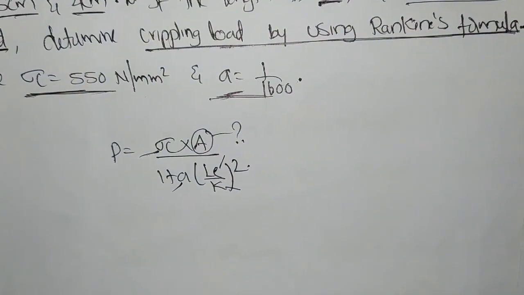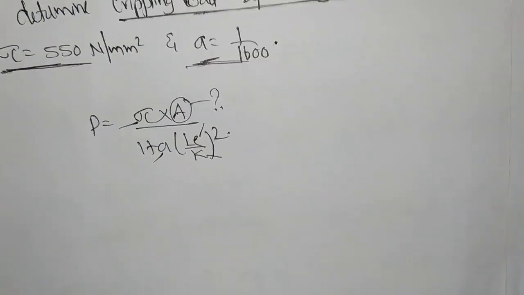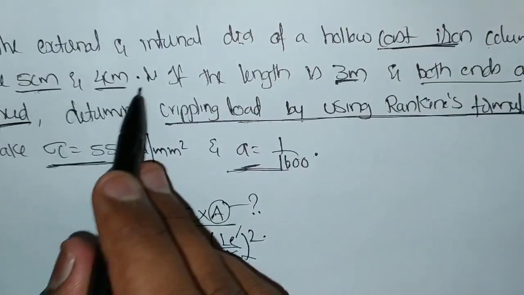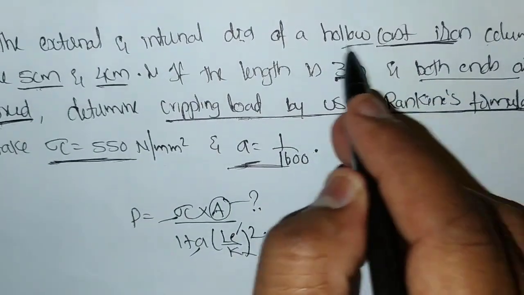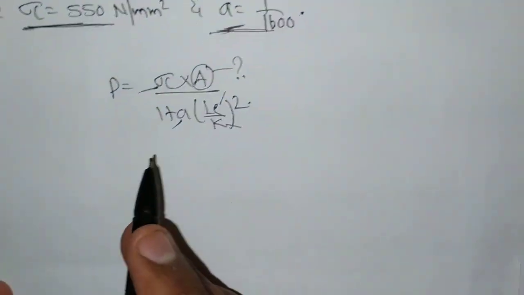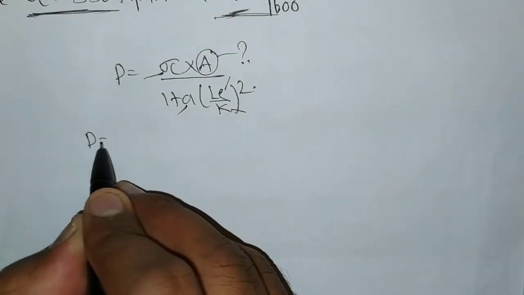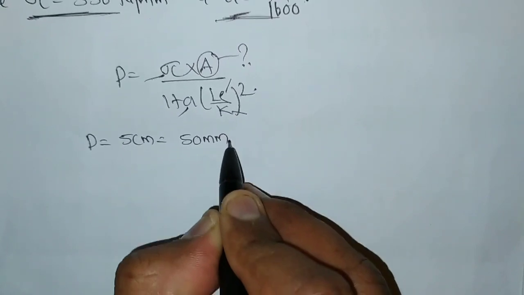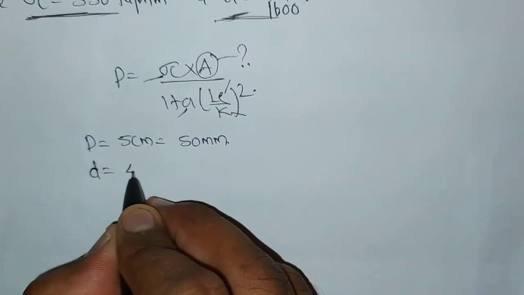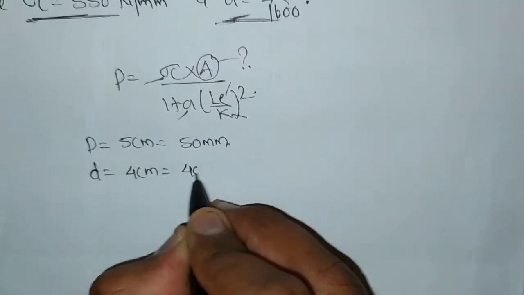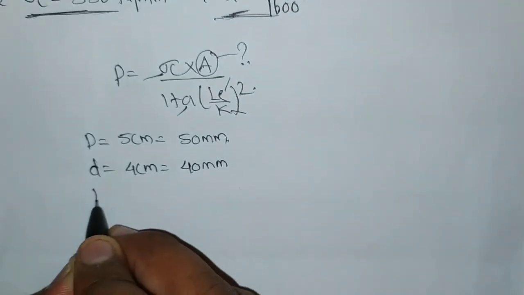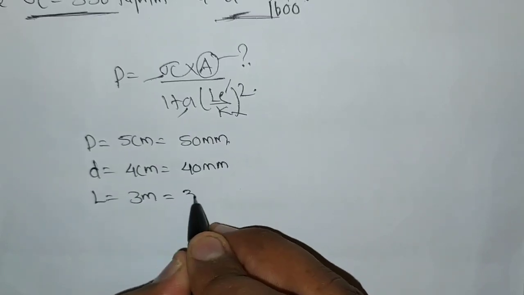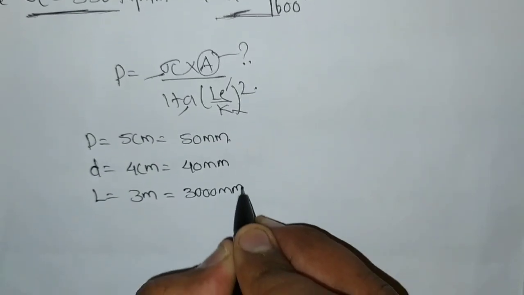Before going to that, first we will write down the given data. External and internal diameter, nothing but capital D and small d, of hollow cast iron. Capital D is given as 5 centimeters, that is equal to 50 mm, and small d is given as 4 centimeters, that is equal to 40 mm, and the length of our bar is 3 meters, that is equal to 3000 mm.